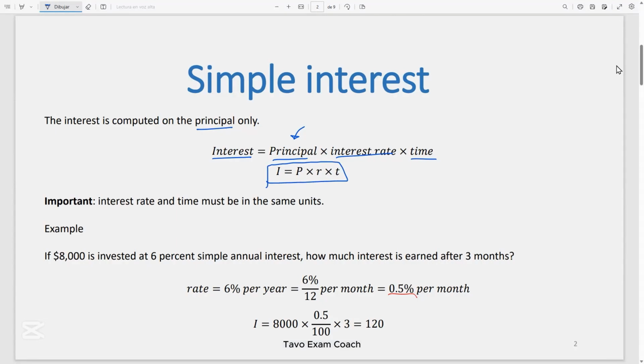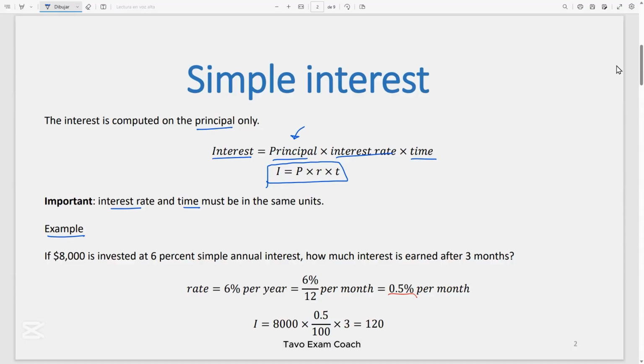But we need to make something happen here. The interest rate is usually given as an annual percent rate, while the duration of the investment is usually given in whatever time units. So we need to make sure that the interest rate and time correspond to the same units. Example: if $8,000 is invested at 6% simple annual interest, how much interest is earned after 3 months?